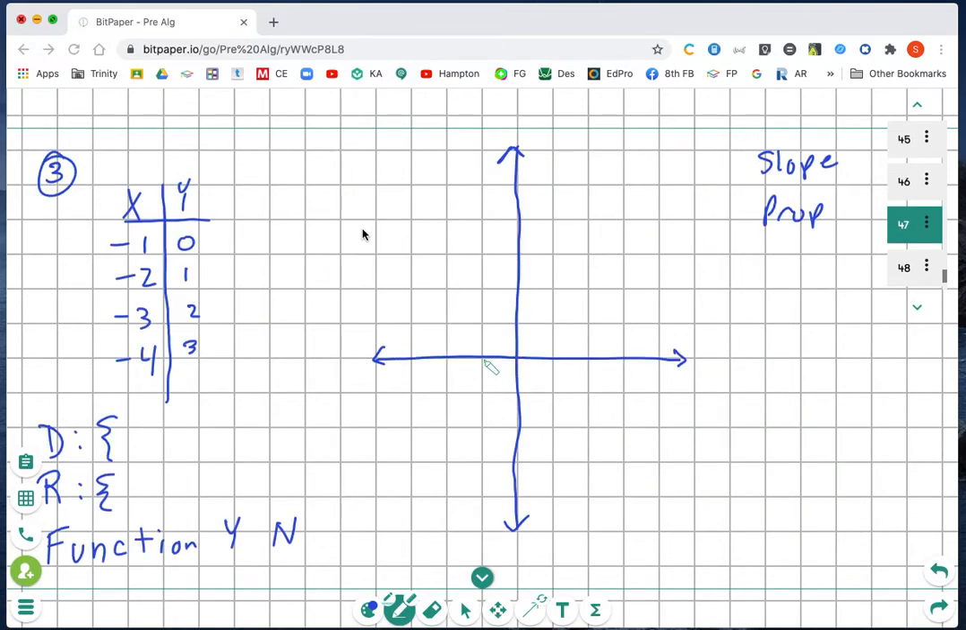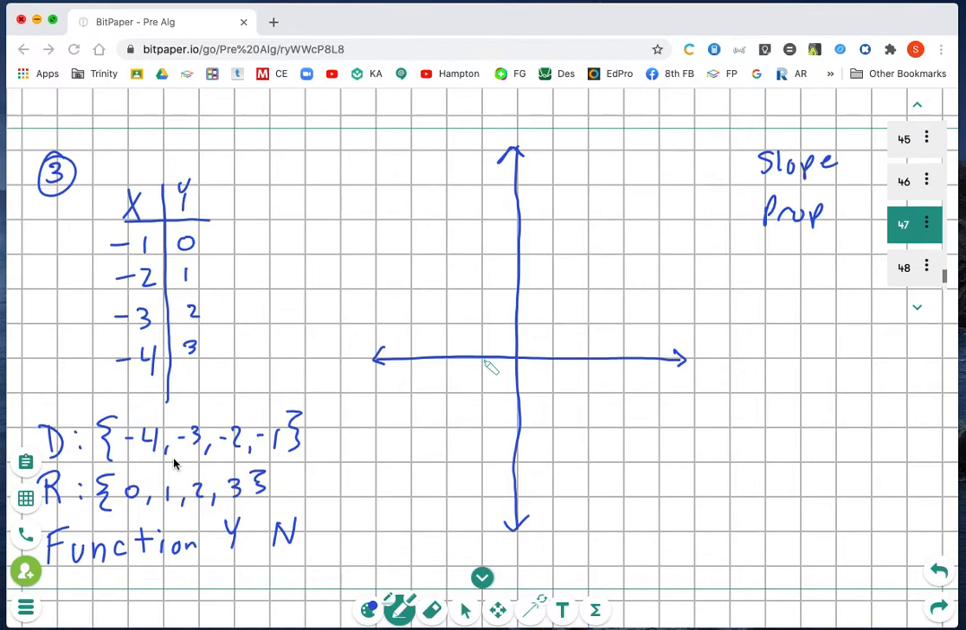All right, now we're going to work with a table. Here's the table that I've given you of ordered pairs. The first thing I want you to do is find the domain. Again, I'm going to look at just the x's and put them in least to greatest order: -4, -3, -2, -1. And then I'm going to find the y's and put them in least to greatest order: 0, 1, 2, 3.